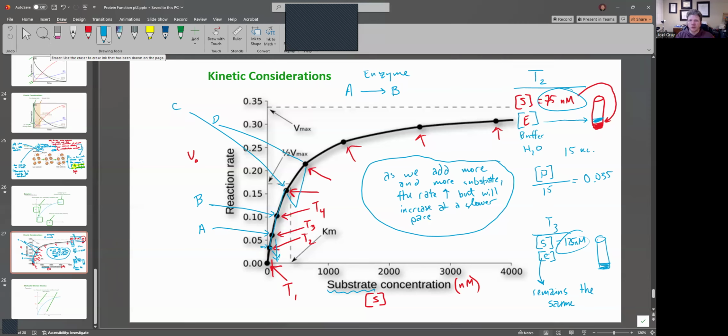That's how this is constructed. You do a series of trials, you increase the substrate concentration, but maintain everything else as the same. You do replicates of this for statistical significance, and then you'd have nice little error bars and stuff, but we're not worried about that for this.